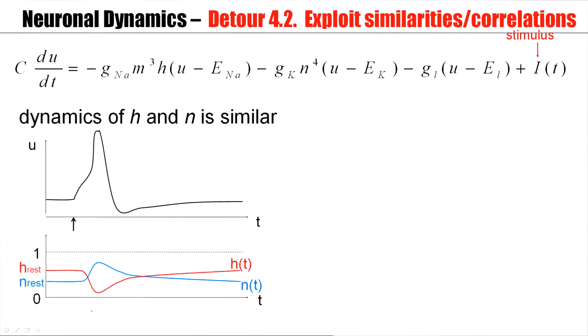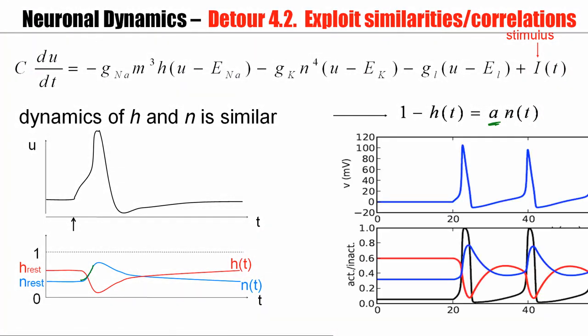So here is the Hodgkin-Huxley equation. And as I've discussed in lecture 1 of this week, the dynamics of H and N are similar, in the sense that if N goes up, H goes down. If H goes up, N goes down. Therefore, we have a mirror symmetry, which led us to say, well, 1 minus H is very similar to N of t with some constant A. And I would like to make this argument more precise now.